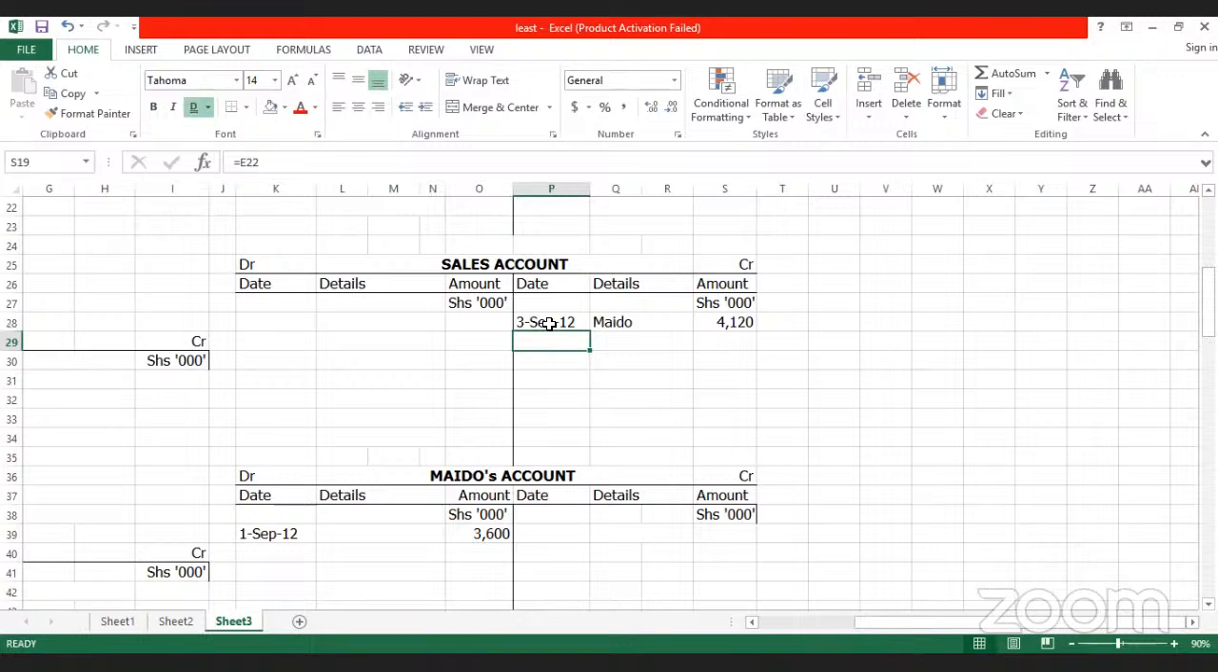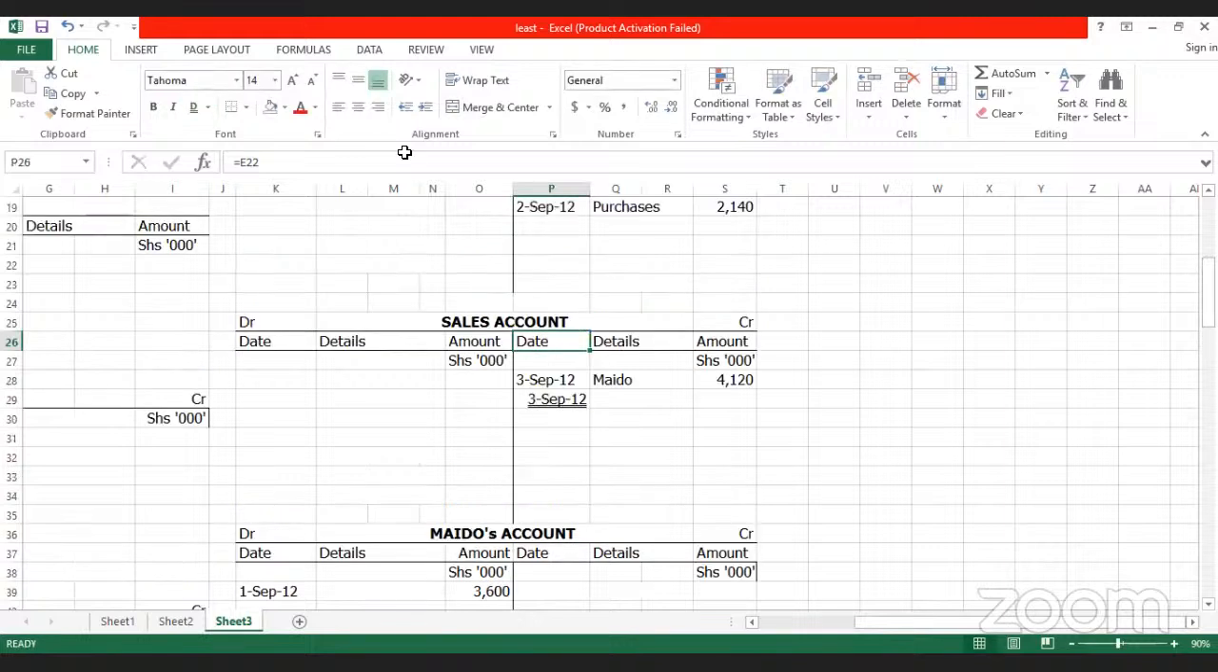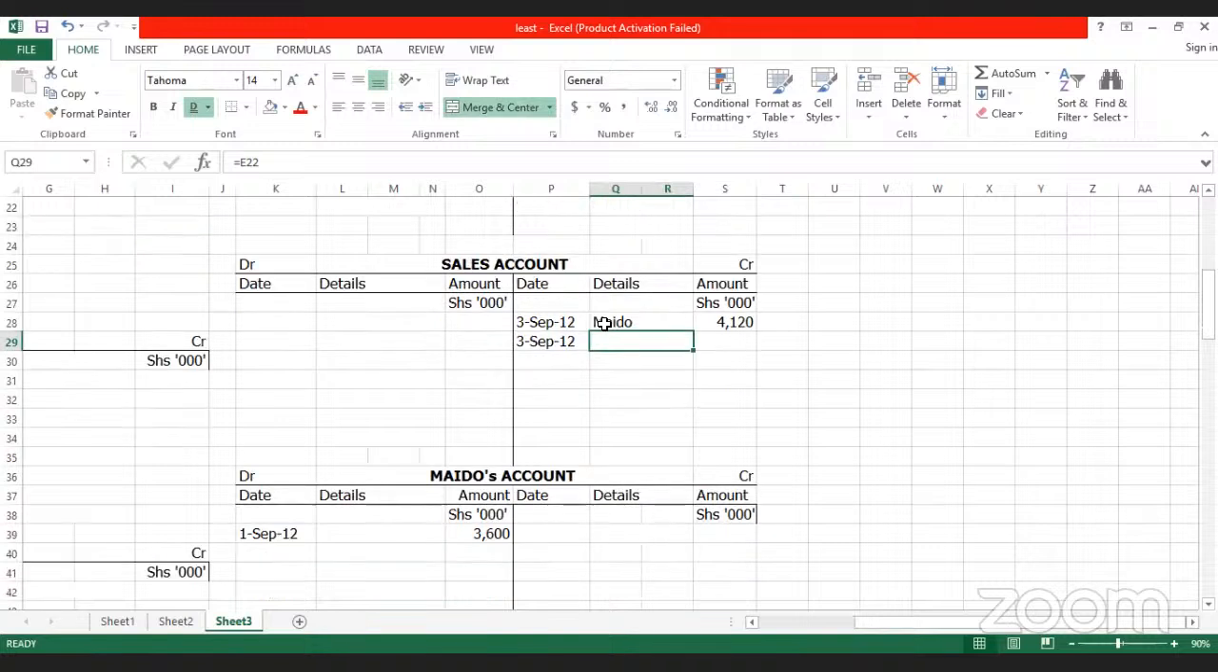Then Luckily. How much were the sales made to Luckily? For 640. That is Luckily for 640.